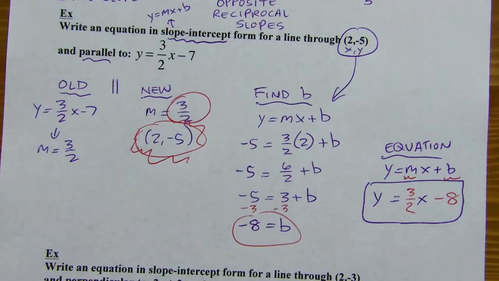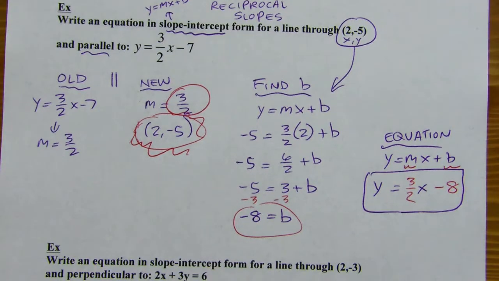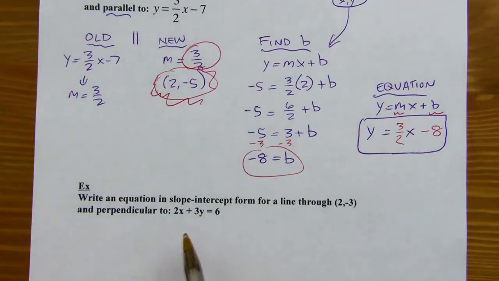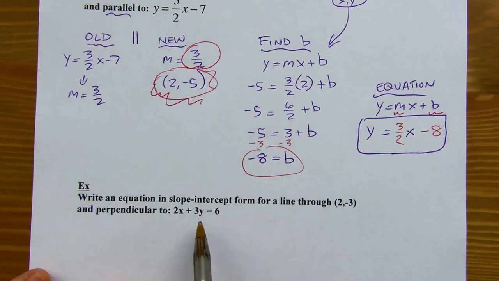Okay. All right, so I'm going to do another problem that's similar. This one's a little different. First off, the given line is not in slope-intercept form, so there's going to be a little bit more work involved there.